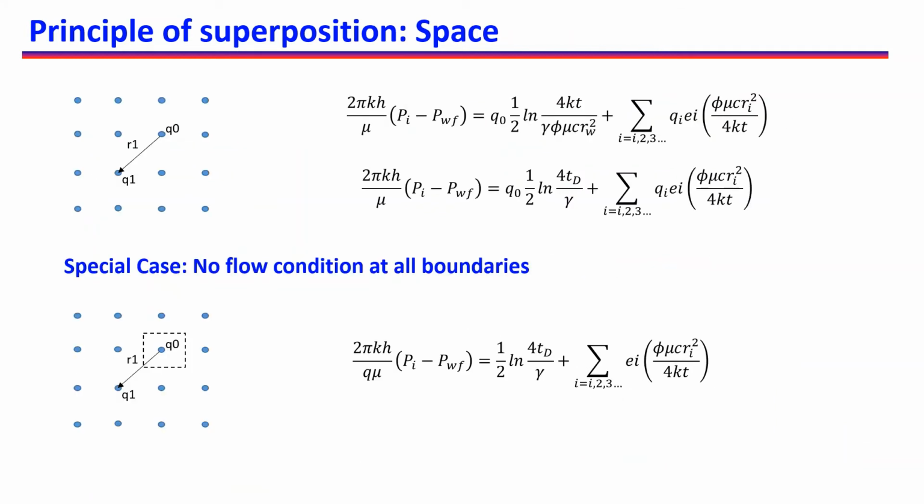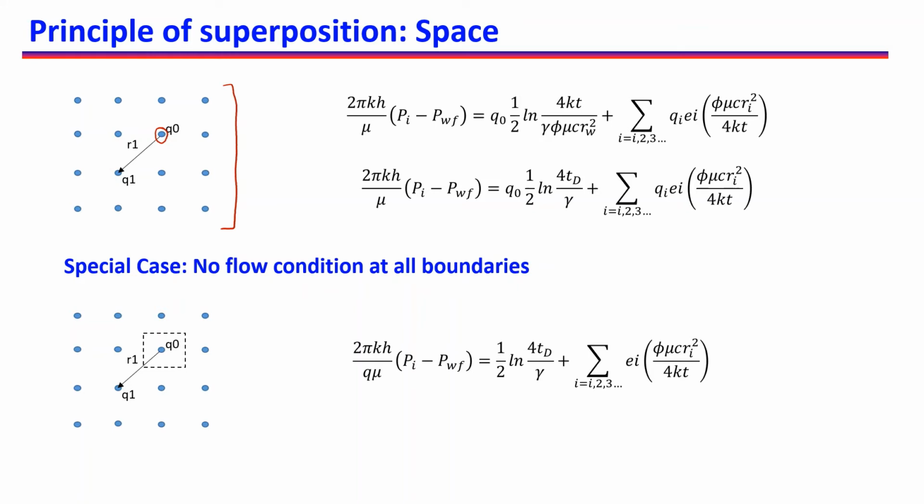Because of the linearity of the diffusivity equation, we can use the principle of superposition in space also. Till now we have done the principle of superposition in time in one well. Now suppose we have multiple wells in a reservoir, and for the time being we can consider that all the wells come online at time t equal to 0. So all the wells are producing, and let's say the well where we are measuring pressure is well 0 and the flow rate there is Q naught.